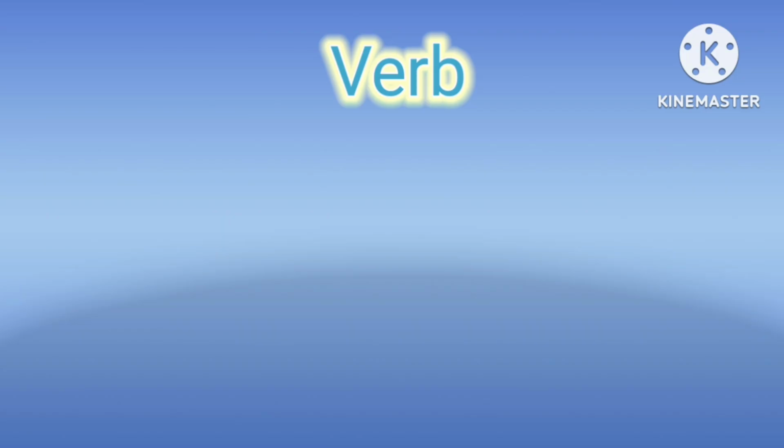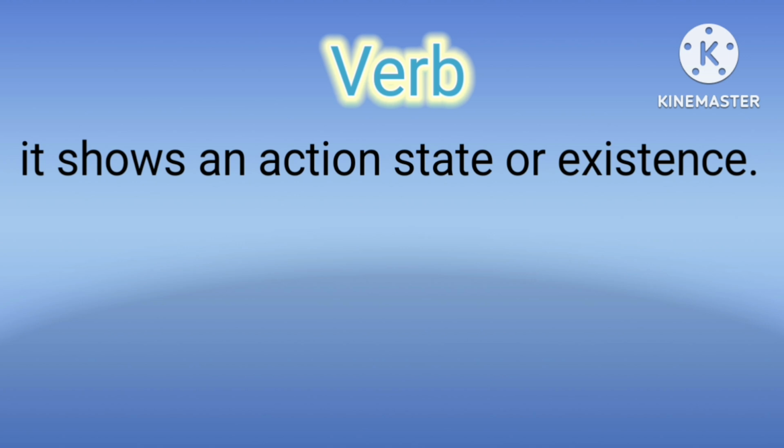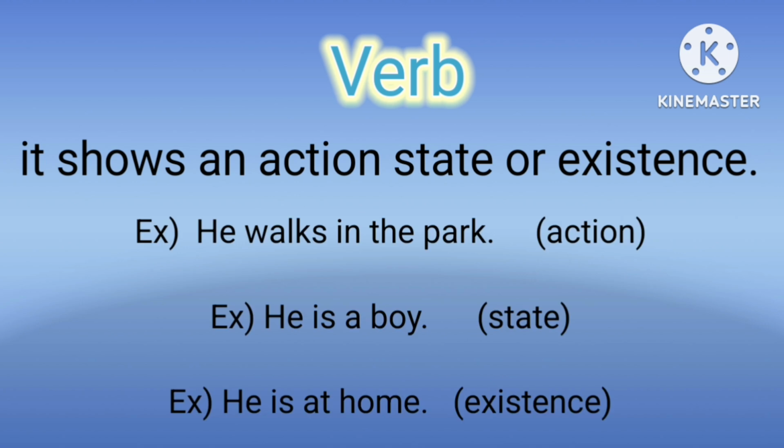What is a verb? A verb shows an action, a state, or existing. A verb shows these three things. The first one, he walks in the park. Here it shows an action. The second one, he is a boy. It shows his state. The third one, he is at home. Here it shows the existence of him.